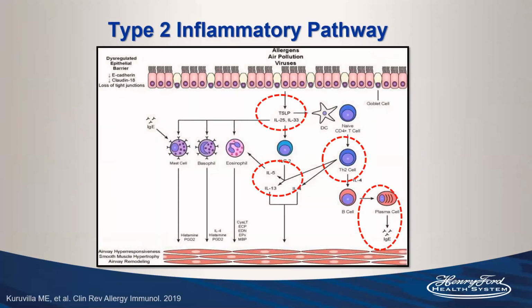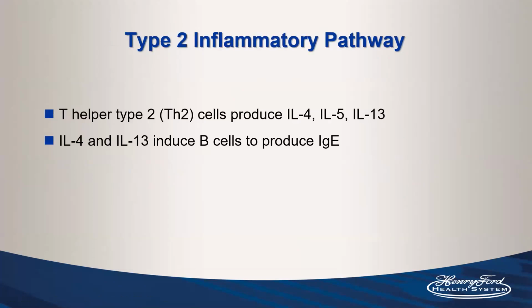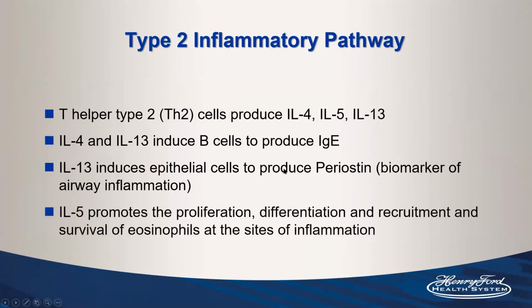This is a nice way of showing the type 2 inflammatory pathway. IL-4 and 13 induce B cells to produce IgE. IL-13 induces epithelial cells to produce periostin. We're going to talk quickly about this in an upcoming slide. IL-5 promotes the proliferation, differentiation, and recruitment of the eosinophils at the site of inflammation.